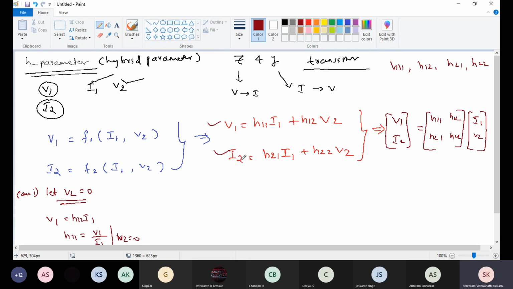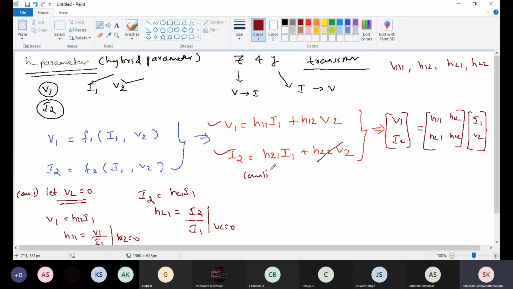Then if I put V2 equal to 0 in the second equation, I get I2 equals H21 I1, that is H21 equals I2 by I1, where V2 is 0.